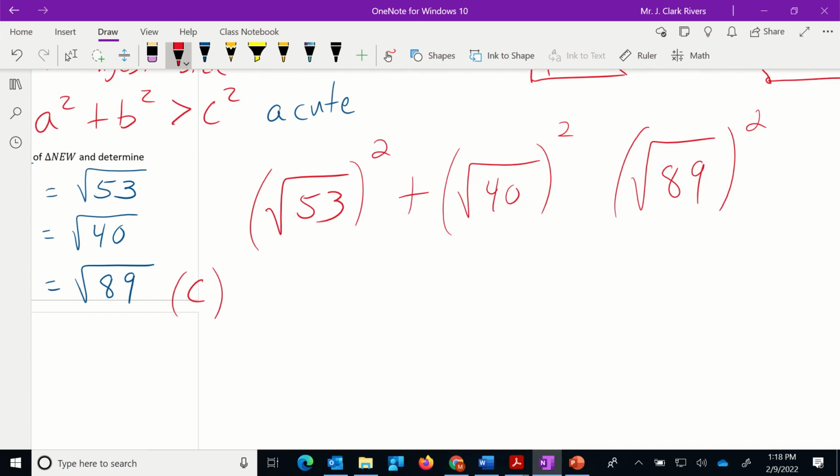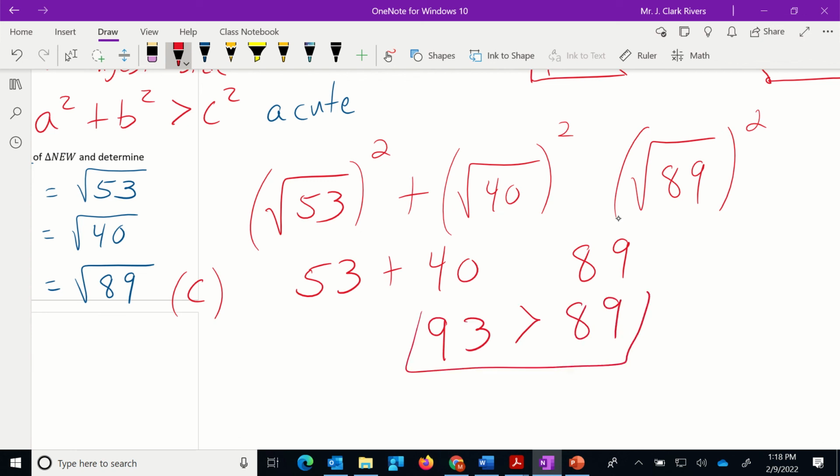Here is why I did not simplify this square root. I knew I was going to be squaring it. I knew I was going to be squaring all three of these. Watch how easy it is to square them when it's an unsimplified radical. You get 53 plus 40. How does that relate to 89? Well, 53 plus 40, that's 93. 93 is greater than 89.